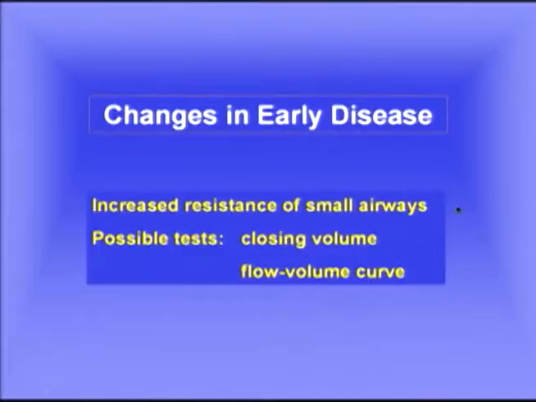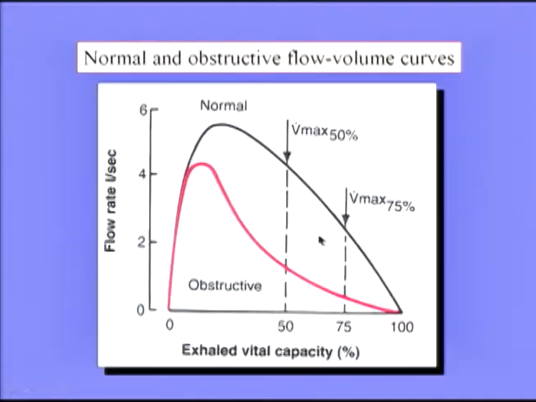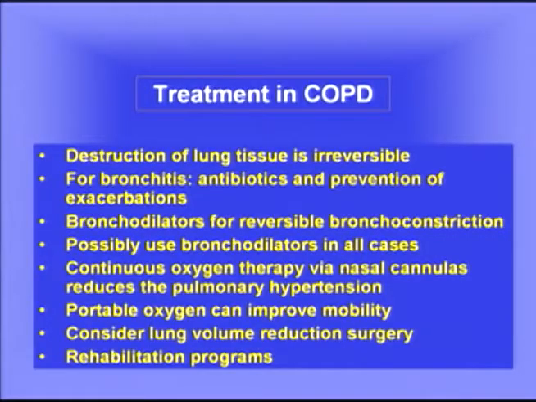And possible ways of doing that include the closing volume, which we've talked about before, and the flow volume curve. And this is just to remind you again of the flow volume curve and the fact that when we get down to these lower regions of the flow volume curve here, the flow rate is increasingly dependent on the very small airways. So that gives us some indication. What about the management, the treatment in COPD? Well, unfortunately, the destruction of lung tissue is irreversible. Apart from transplanting a lung, there's nothing much you can do about the destruction of the lung tissue in emphysema.